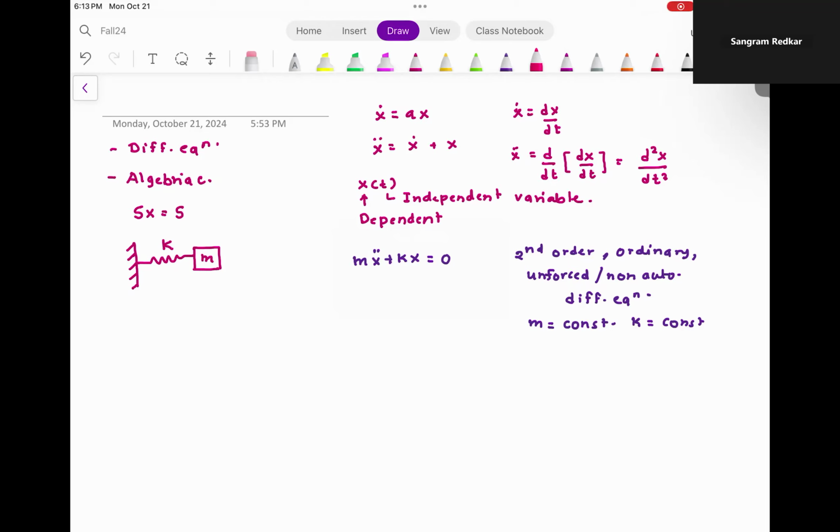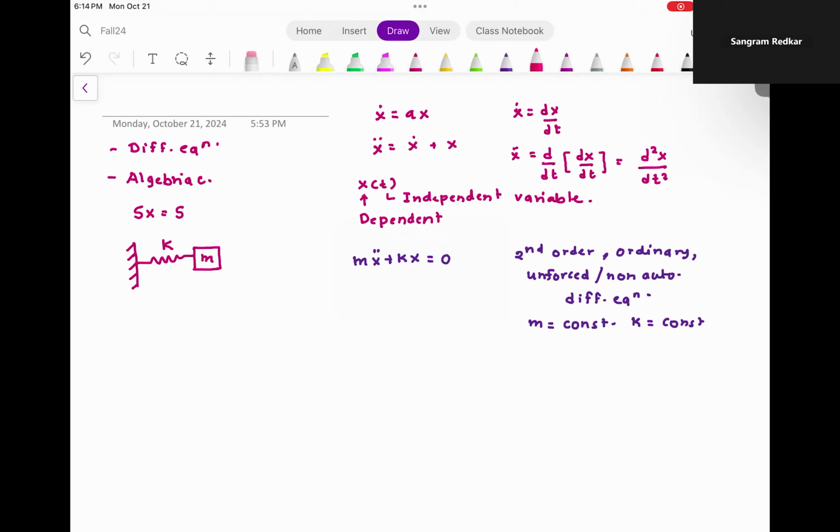Everyone understood this? Here is what I'm going to do. I'm going to assume a function. I'm going to substitute the second derivative of the function in x double dot, the function as x, and see if I get left hand side equal to right hand side. And if my left hand side is equal to the right hand side, do you agree with me? That is the solution of the differential equation. Everyone understood this?